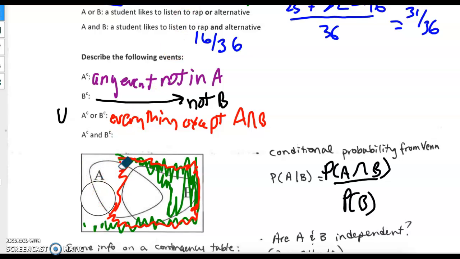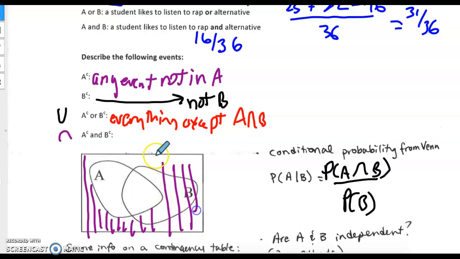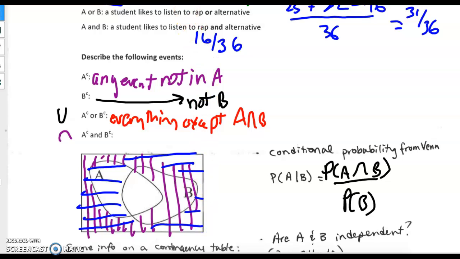All right, now if I come down here, erase all my pretty colors, and switch my colors, I'm going to do purple now. If I want the complement of A and the complement of B, I now want the intersection of those two. Everything not in A, I'm going to draw with purple vertical segments. Now everything that's not in B, I'll do with horizontal ones, making sure I don't get any of this B figure shape. The intersection of that is everything that is shaded both blue and purple. So everything shaded both blue and purple is everything out here. Notice that that is everything except the union.